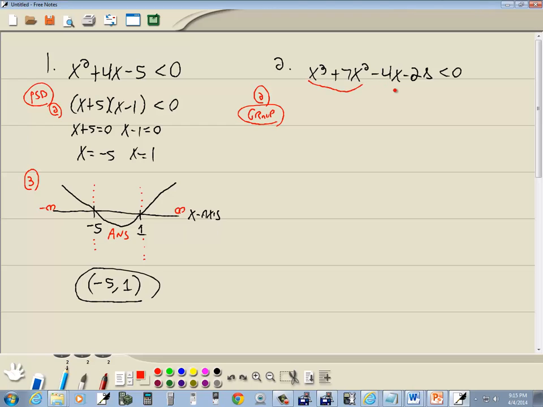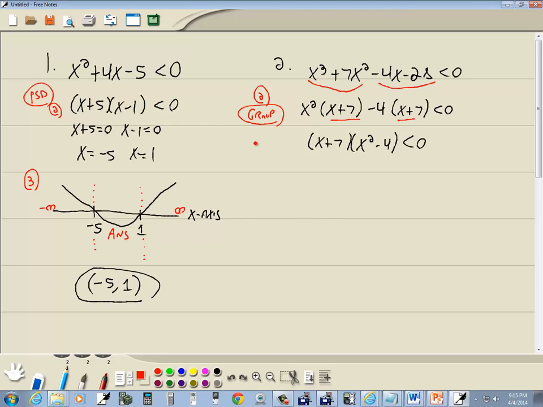Grouping, we'll group the first two terms together, group the last two terms together. Now, the first two terms have an x squared in common, so I factor that out, and that leaves me x plus 7. The second group has a negative 4 in common. They're both divisible by 4. My first term is negative, and that gives us x plus 7. Now, our goal with grouping is to get this parentheses the same as this, which they are. So I can now factor out the x plus 7, and that's going to leave us x squared minus 4.